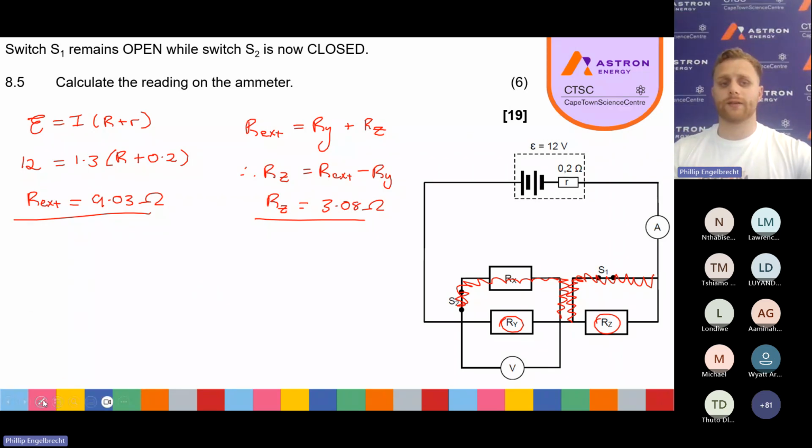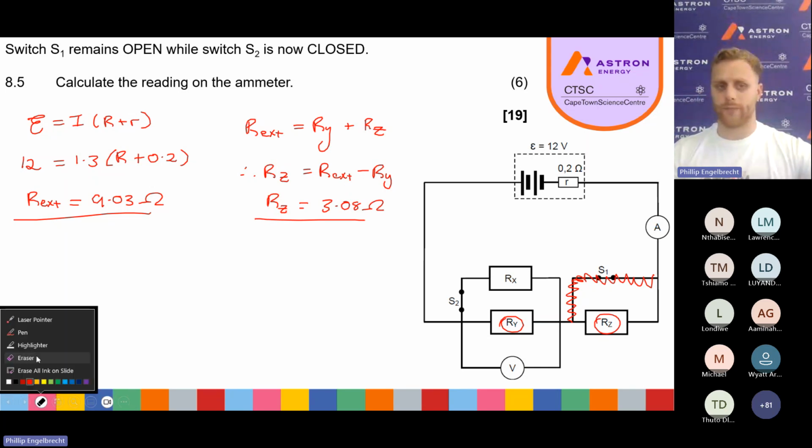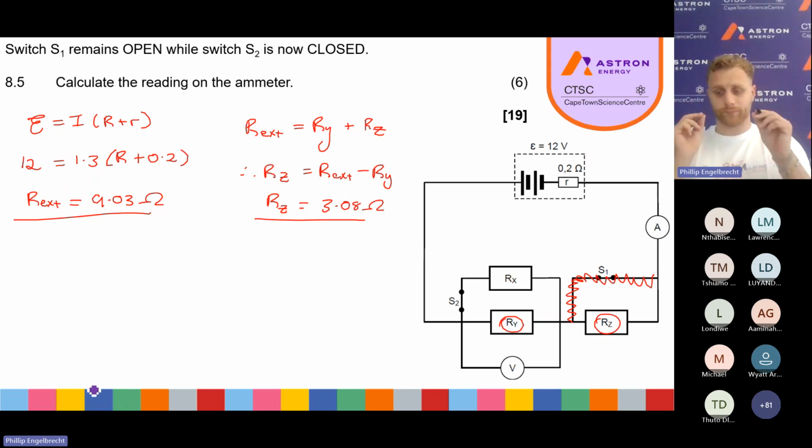Now, remember for my next situation, I close switch S2, so it looks something like this, okay? So now I have a parallel branch and I have a resistor in series. So what can I do now? I'm going to change the color a bit. Now I can figure out the new current, okay? So this was the original current that was for the previous scenario. Now I'm going to figure out the new current.